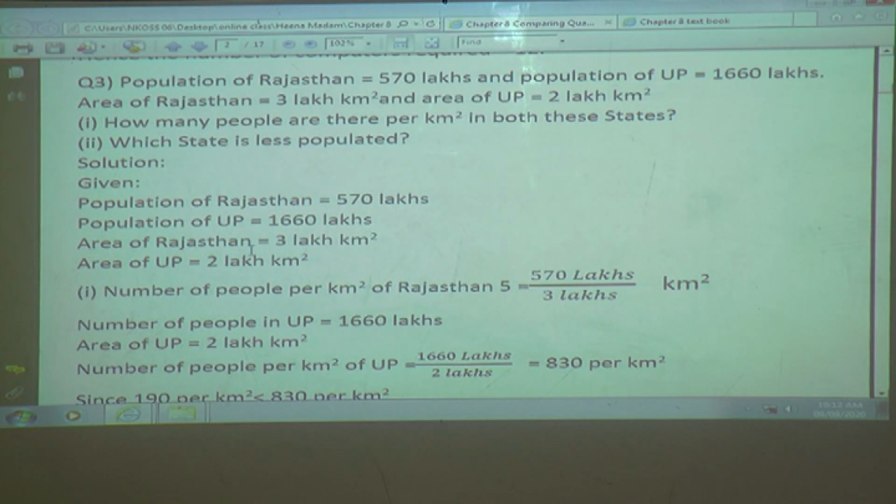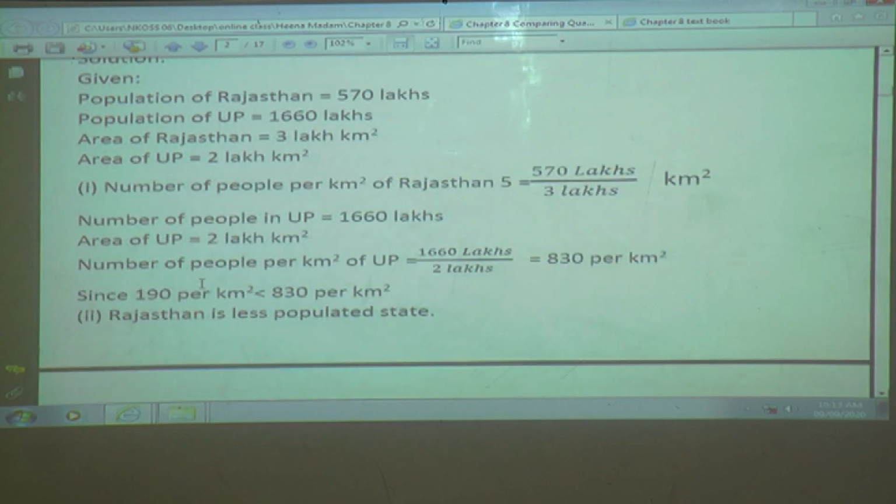Area of Rajasthan is given as 3 lakh kilometer square and area of UP is given as 2 lakh kilometer square. So what is given in the question, we have written here. Now we have to find out what is required in the first question. We require the population of both the states per kilometer square.